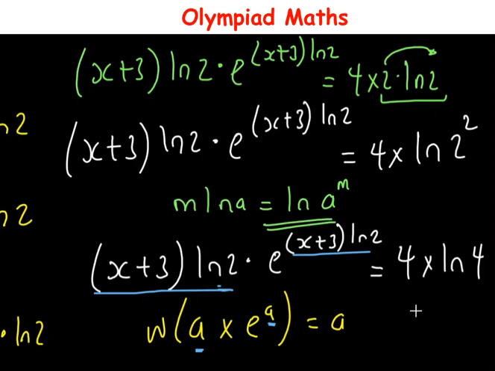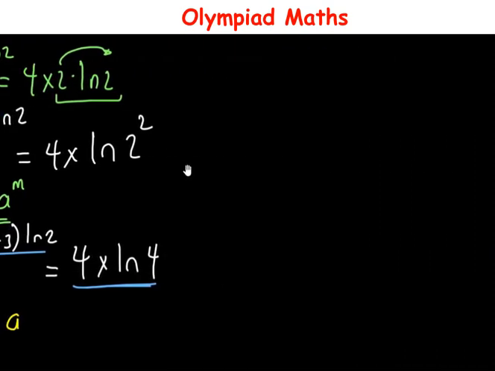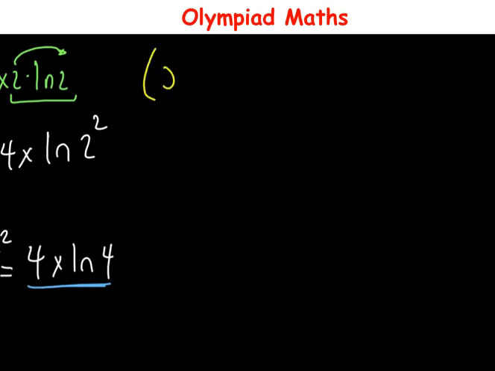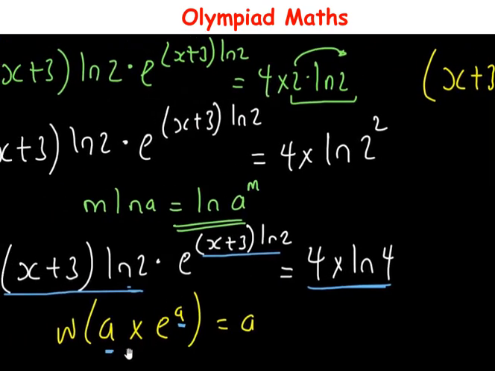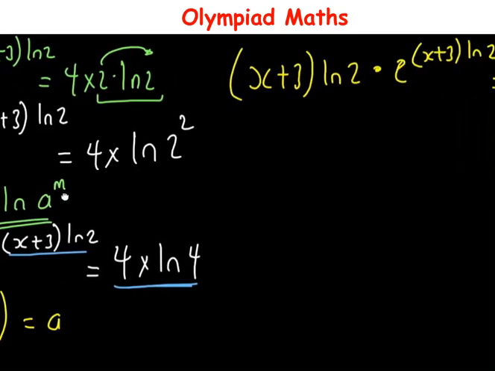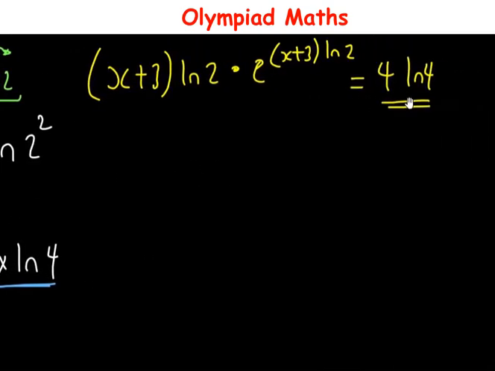Now, for us to simplify this further, we need to simplify the right hand side to resemble this Lambda W function expression. We have in brackets (x + 3) multiplied by ln 2 times e raised to power (x + 3) multiplied by ln 2 is equal to 4 times ln 4. In order to make this resemble A times e raised to power A, we are going to introduce e to this side of the equation.